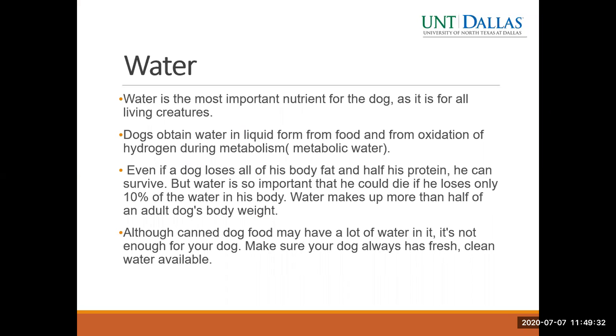Water is the most important nutrient for the dog, as it is for all living creatures. Dogs obtain water in liquid form, from food, or from oxidation of hydrogen during metabolism. That's called metabolic water. Even if a dog loses all of his body fat and half of his protein, he can survive. But water is so important that he could die if he loses only 10% of the water in his body. Water makes up more than half of an adult dog's body weight.